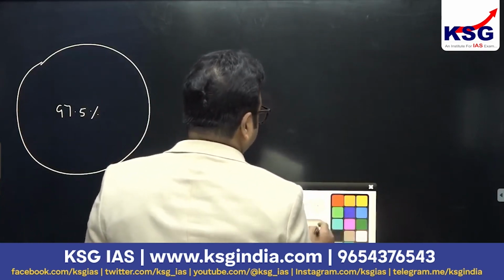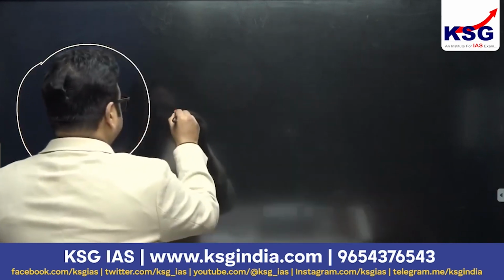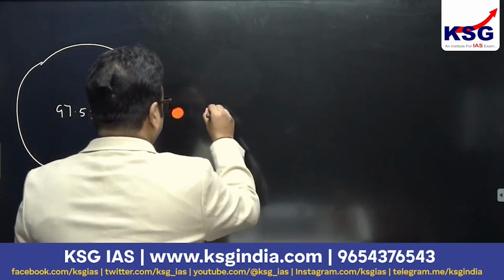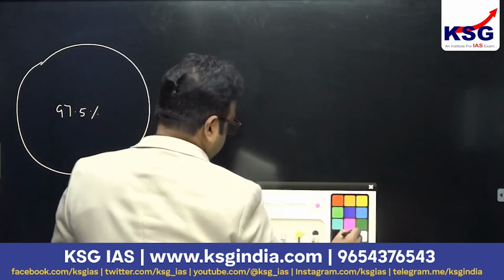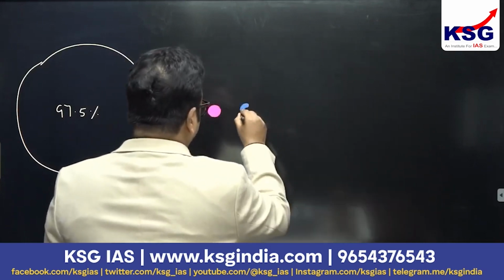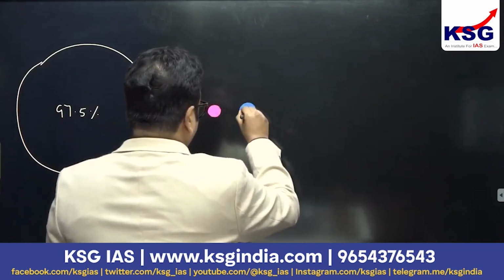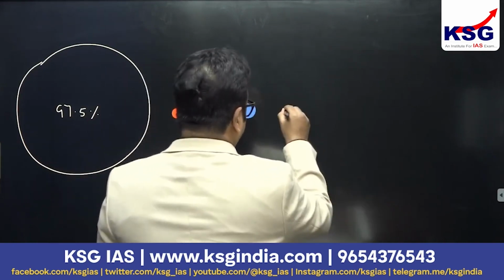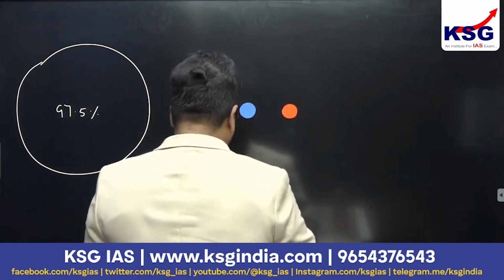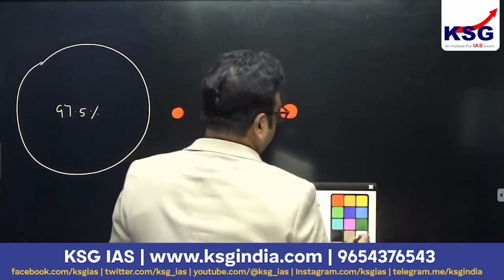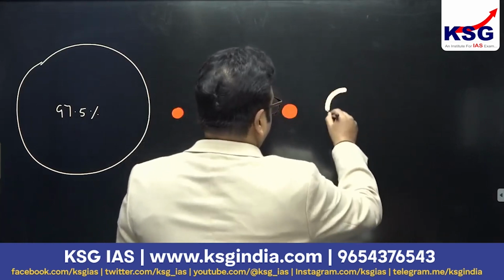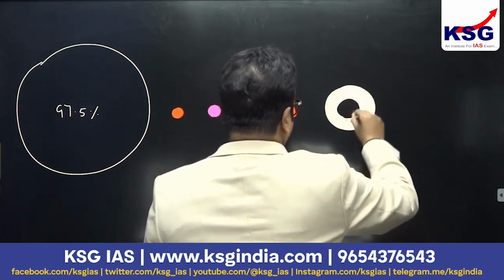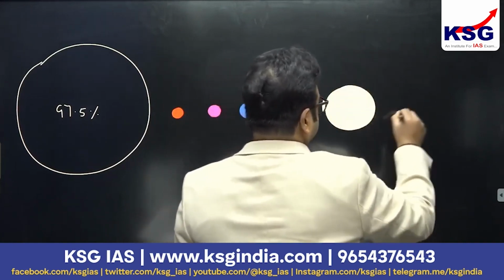The 8 planets, first planet is going to be Mercury. Second planet is Venus. Third planet, our Earth, the blue planet. Then the next planet is the red planet, that is Mars. Then our Jupiter, quite big, Jupiter, followed by Saturn.